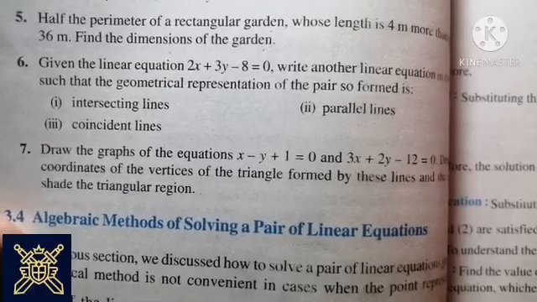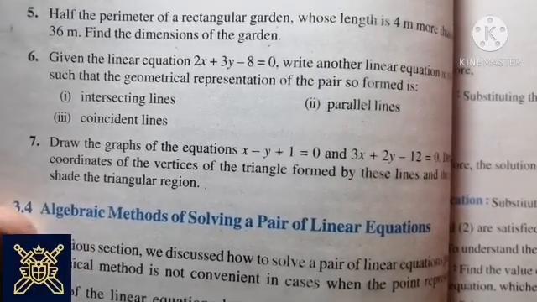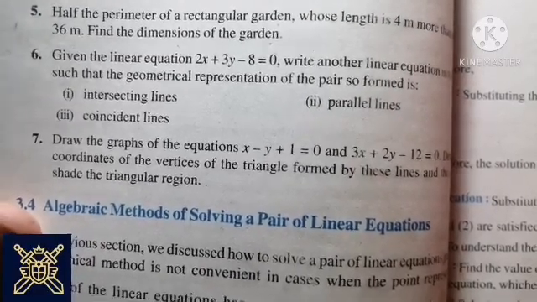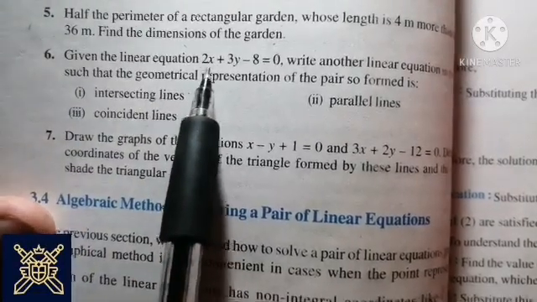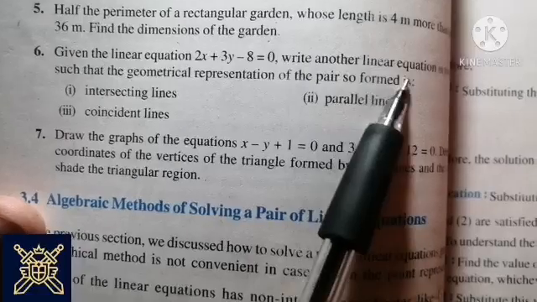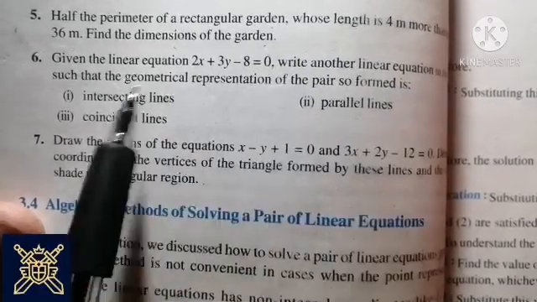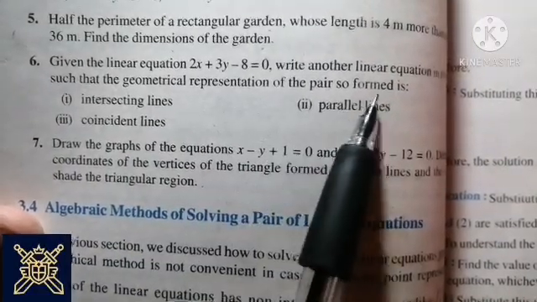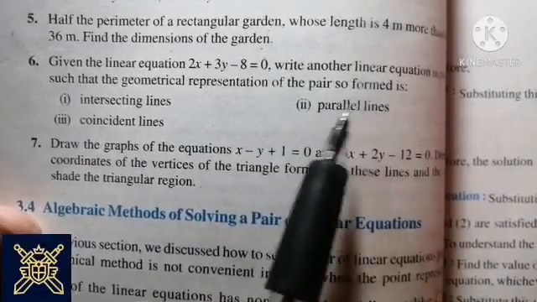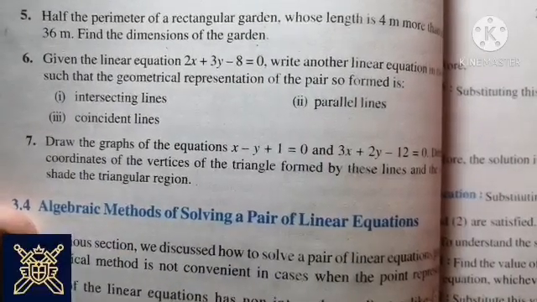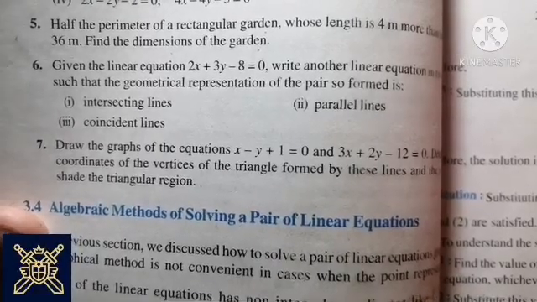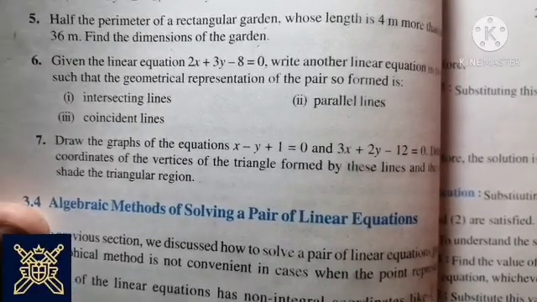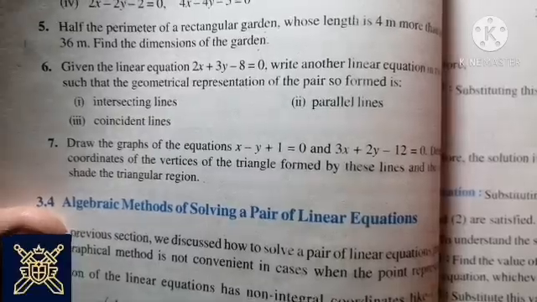In this video, we'll be seeing exercise 3.2 of pair of linear equations in two variables. So now we are doing the sixth question. Given the linear equation 2x plus 3y minus 8, write another linear equation such that the geometrical representation is intersecting lines, parallel lines and coincident lines. So in this question, we have to check the ratios of a1 by a2, b1 by b2 and c1 by c2. So let's start with the solution.